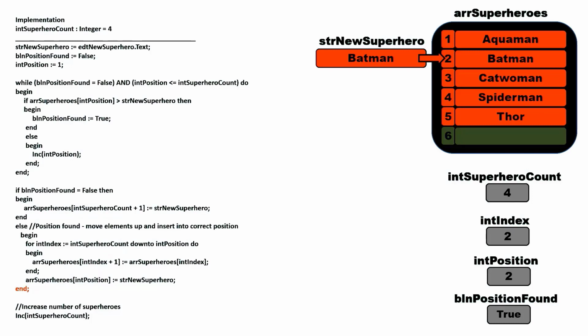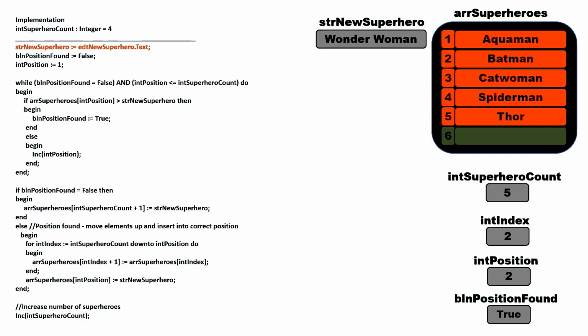Then the next statement increases the superhero count from 4 to 5, because we have one extra name in the array. Now let's see how it works if a position cannot be found for a superhero's name. The new value that we receive from the edit is Wonder Woman. You set the Boolean to false, and you make the starting point 1 again.